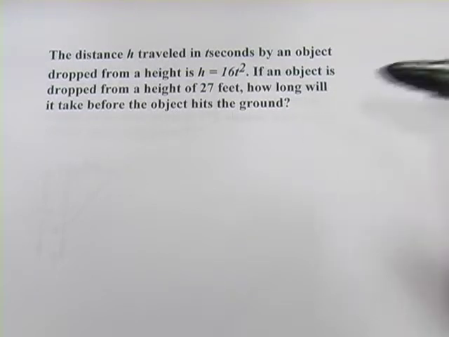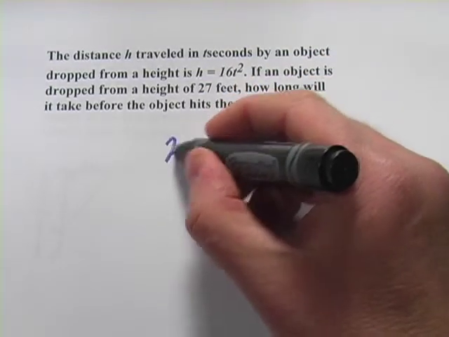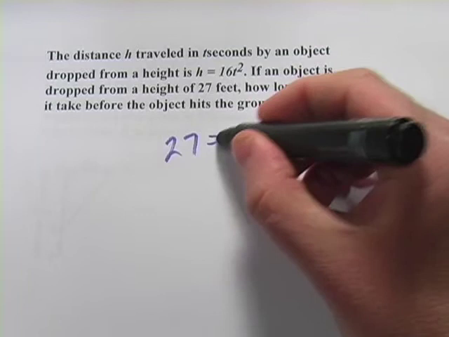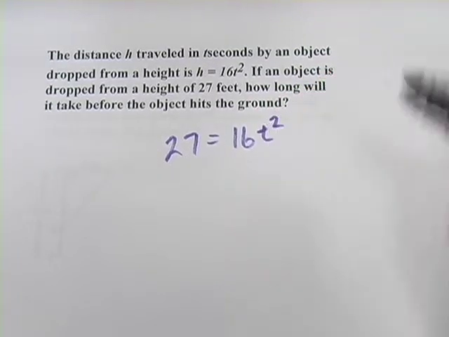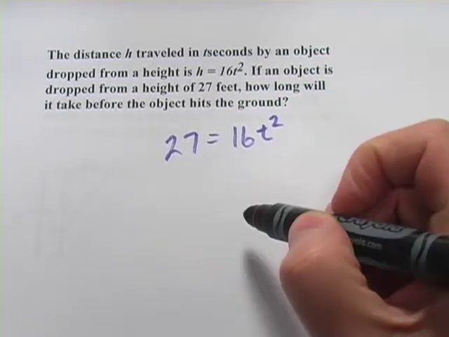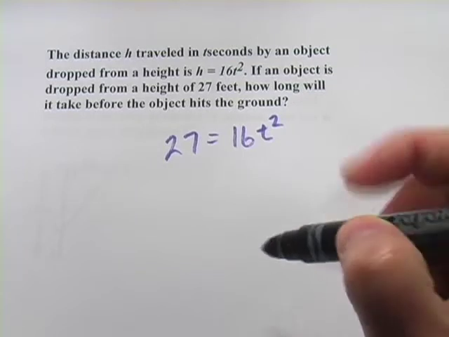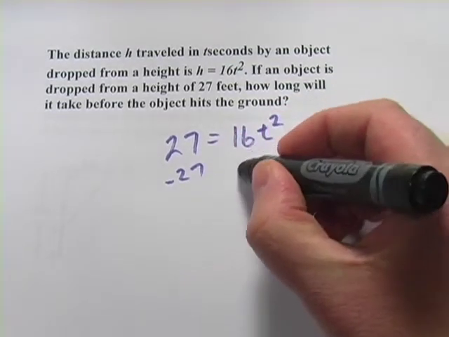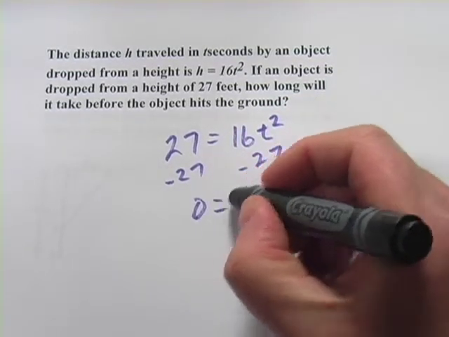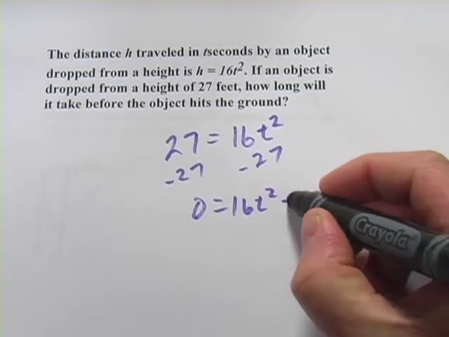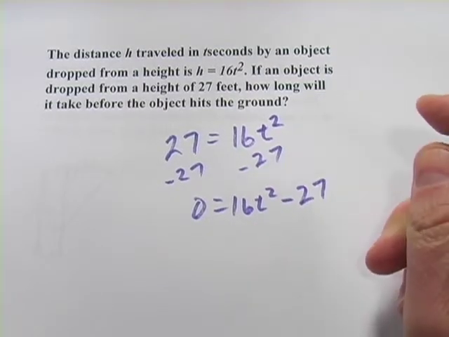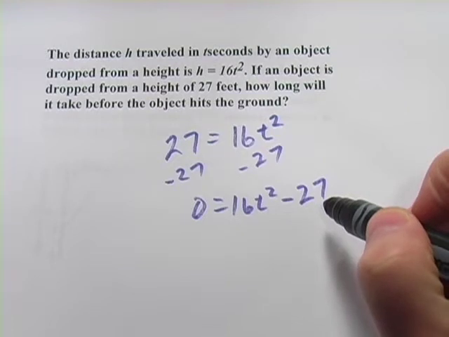object hits the ground? So you can think about it this way. The height, 27 feet, equals 16t squared. But we want to find when that height is 0. So we're going to subtract 27 from both sides, and we get 0 equals 16t squared minus 27. And then you can go ahead and solve the quadratic there.